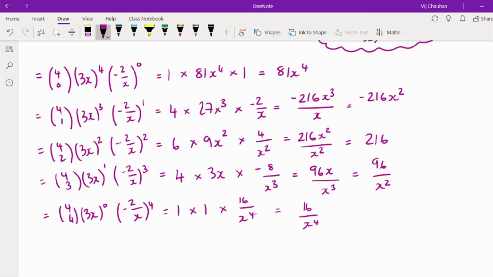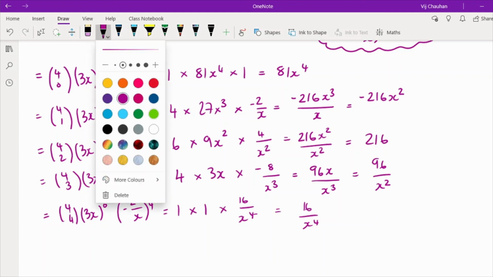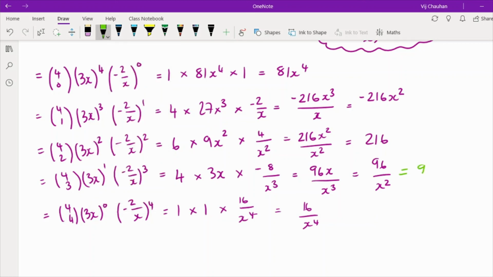Now, one thing to note is that sometimes they like you to write your answers using indices. So if you're not sure about what I mean by writing with indices, check out my video on that. So how I can write this is, this can also be written as 96x to the minus 2, and this could be written as 16x to the power of minus 4.